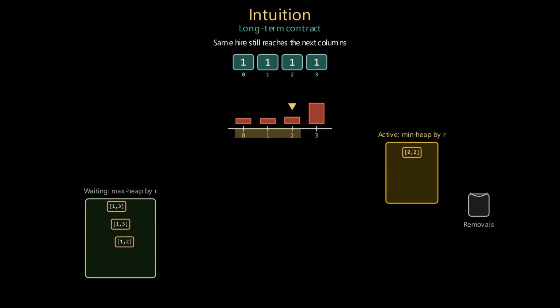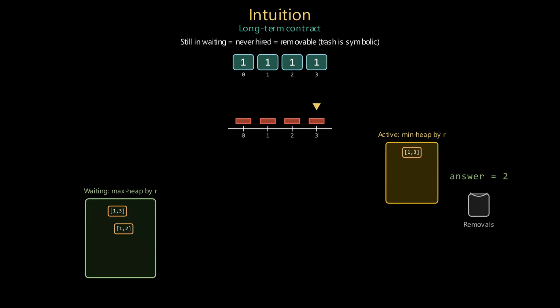At the next index the hire still reaches us, so we do not dip into waiting again. Same hire, longer reach, fewer new hires later. When the sweep finishes, intervals still sitting in waiting were never hired. That count is what you can delete, here 2 remain in the heap, matching answer 2. The trash is just a mnemonic for that removal score, not where the chips literally go.